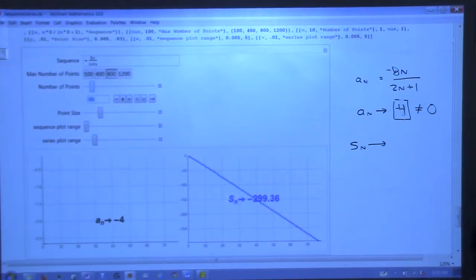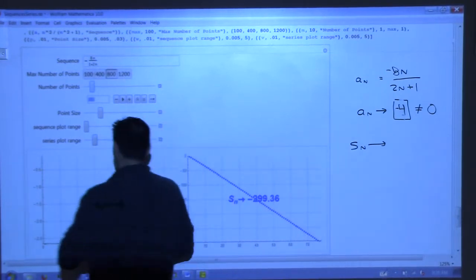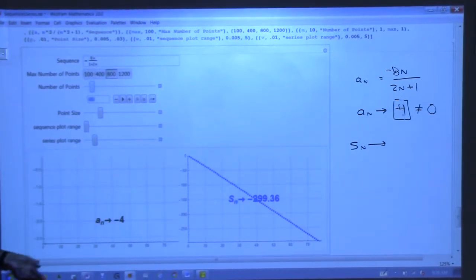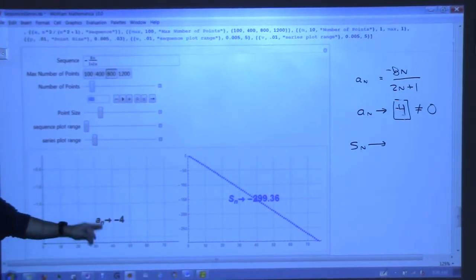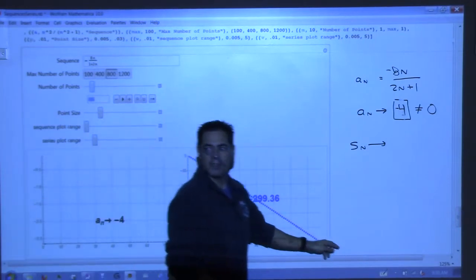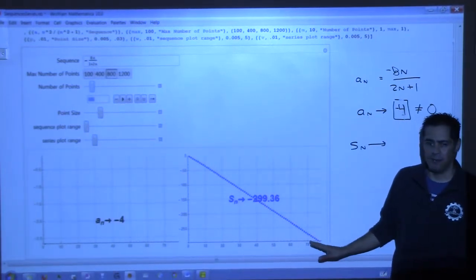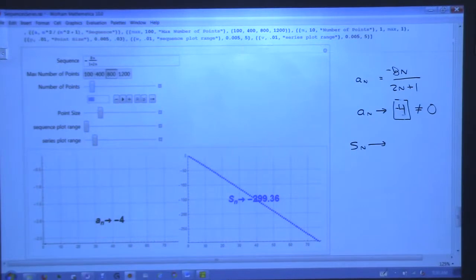Yep, look at that. Now, my sequence is not plotting because I can probably change it. But the sequence is converging to negative 4, right? And then the sum of the sequence is actually going to negative infinity this time. So that leads us to our first major way of dealing with series.